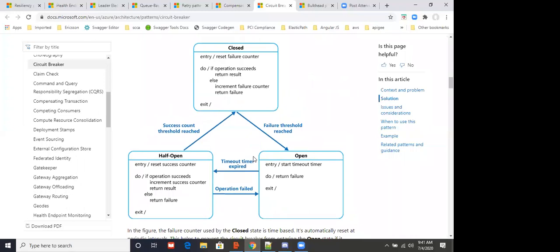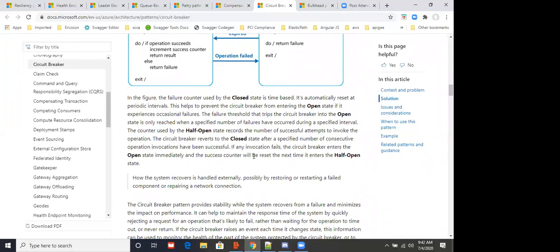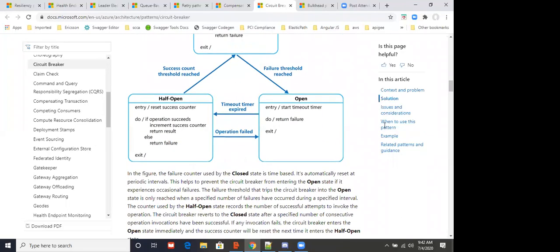Any questions on this? We will also go back to see what the issues are and when to use this pattern.